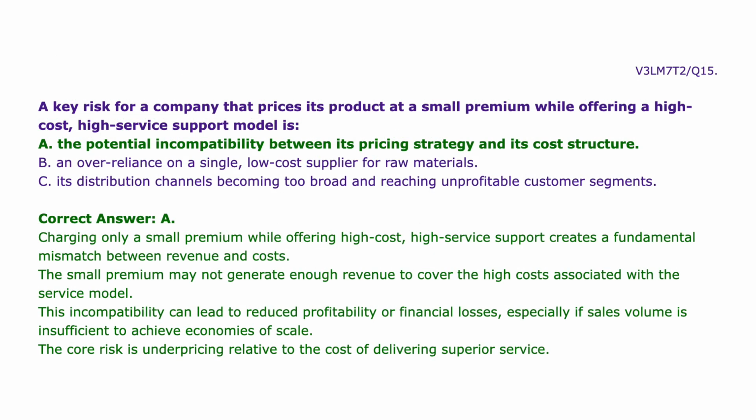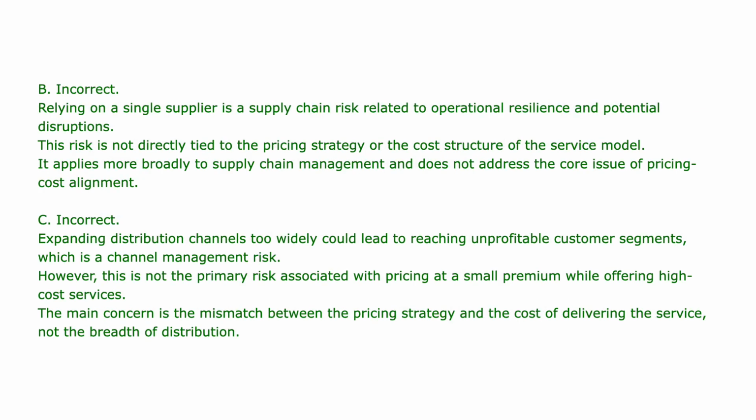Charging a small premium for high-cost, high-service support creates a revenue-cost mismatch, potentially leading to financial losses and reduced profitability. B. Incorrect. Relying on a single supplier poses a supply chain risk, impacting operational resilience and potential disruptions, but is unrelated to pricing strategy or cost structure. C. Incorrect. The primary risk of pricing at a small premium for high-cost services is the mismatch between pricing strategy and service delivery costs, not distribution channel breadth.